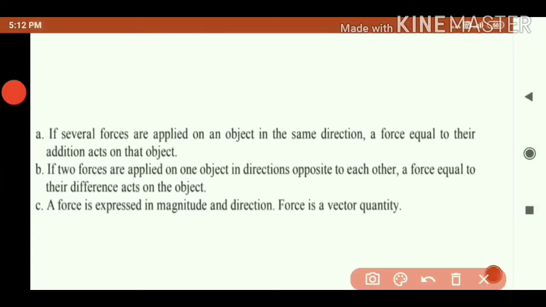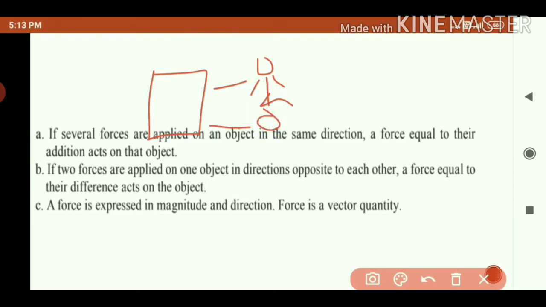Suppose there is one box, and one person and one more person are both pulling the box to this side and applying force. So the box is pulled this side, and that time a force equal to their addition acts on this box. Both forces we can add and it will act on this box, so it will be easier to pull this box.